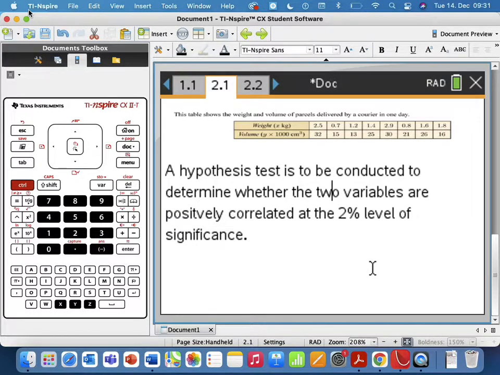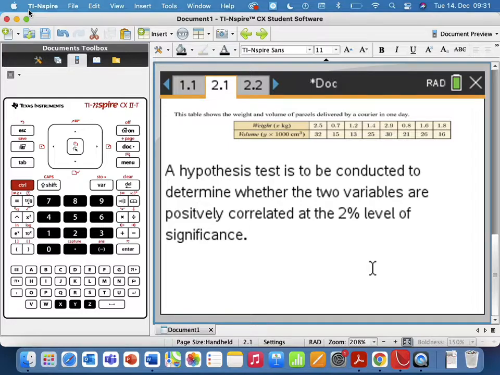Seems pretty obvious that there is a positive correlation. Surely if you've got more weight, you've got bigger volume, or is it the other way around? More volume, bigger weight. So the gut feeling is that, of course, weight and volume should be positively correlated. But let's go and have a look.